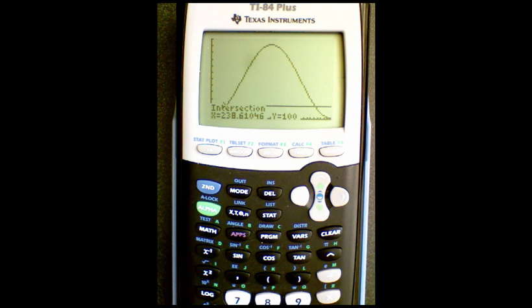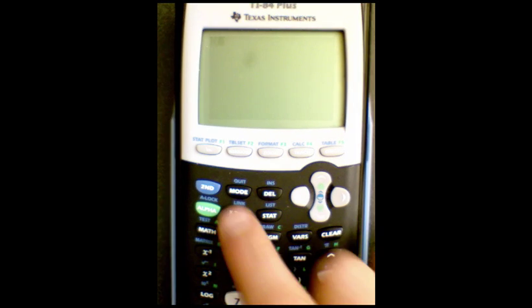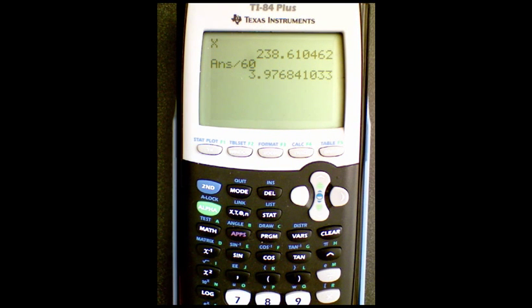The graphing calculator has stored that value as x. So if you quit out of your graphing mode and you ask it what x is, it'll remember that value. If you want to know how many minutes it is, you can just divide it by 60 and get approximately 4 minutes is how long it takes to get to a height of 100 feet.